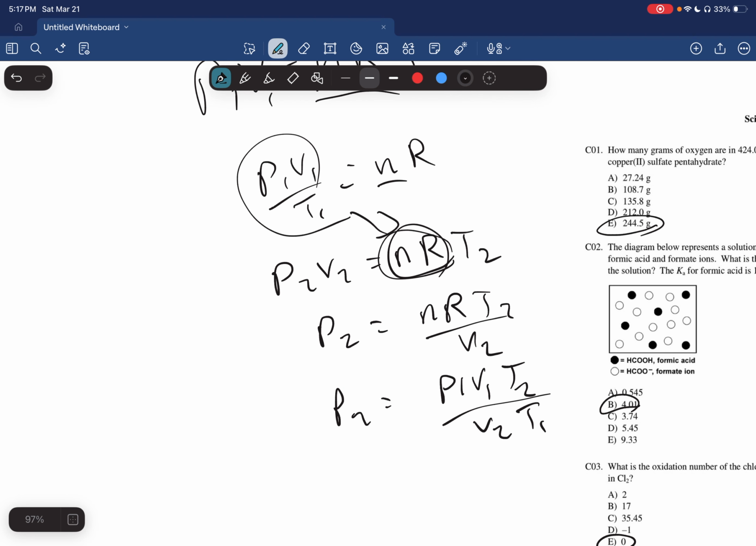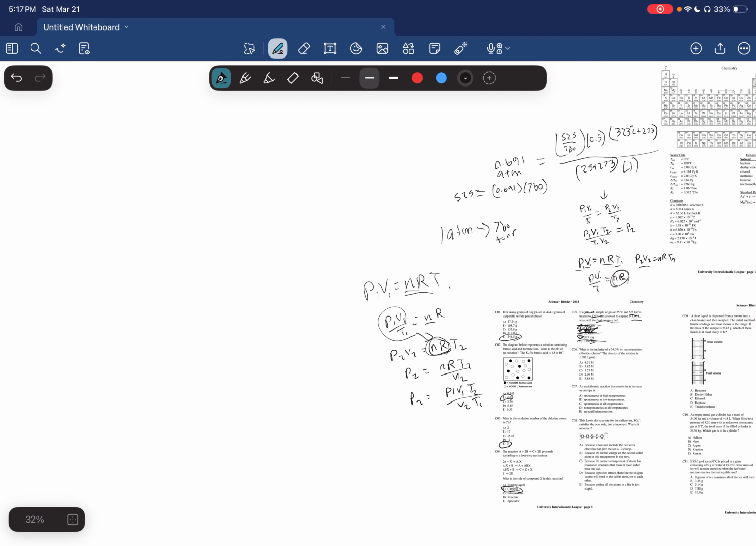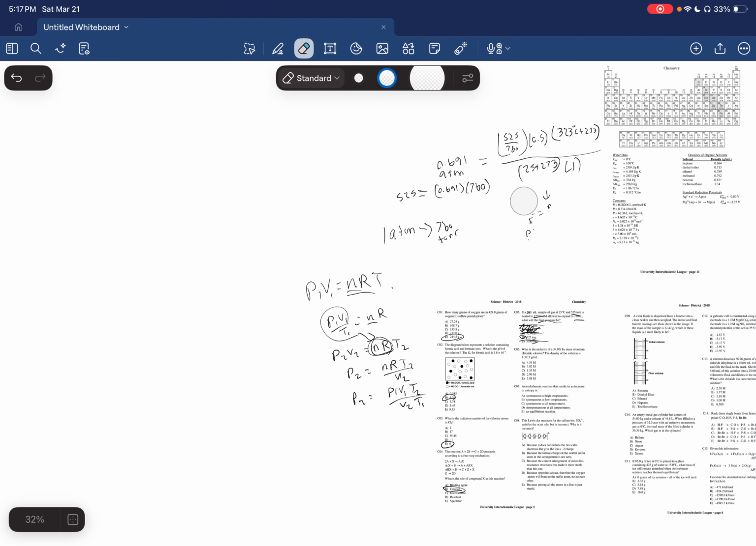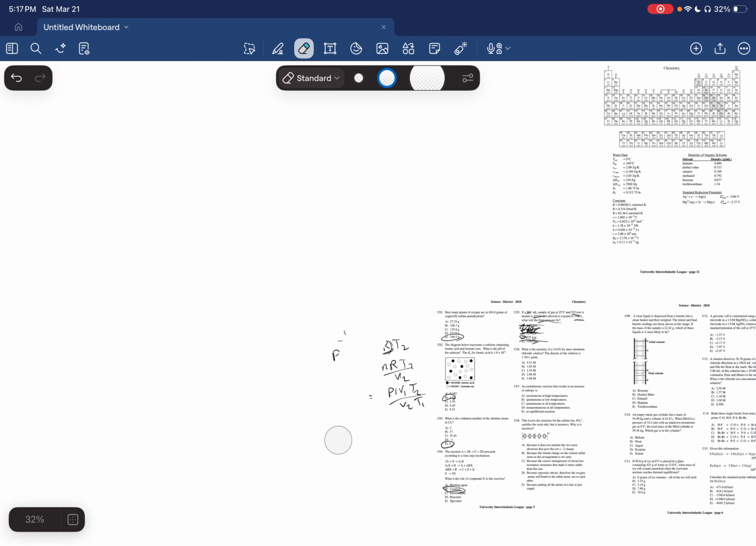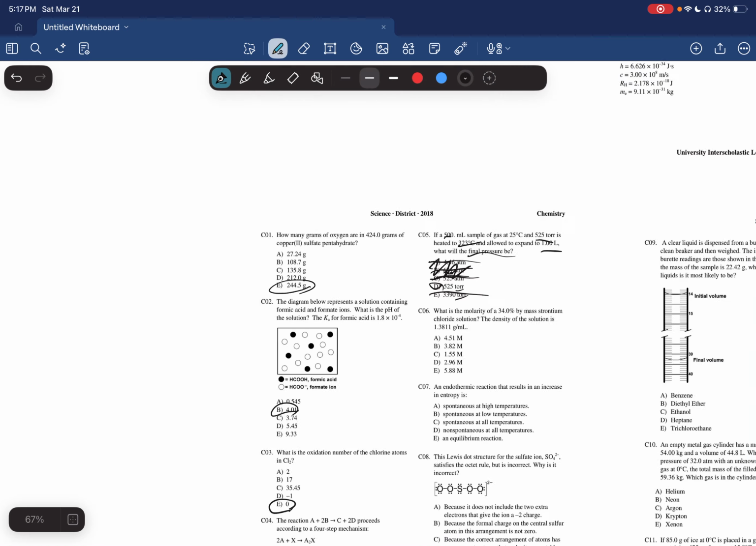You'll come up with the same equation anyway, so it doesn't really matter which way you do it. You just need to know what the ideal gas law formula is. If you look at a lot of these questions, it's really just testing you on what the formula is.